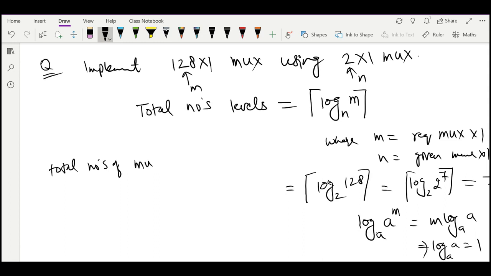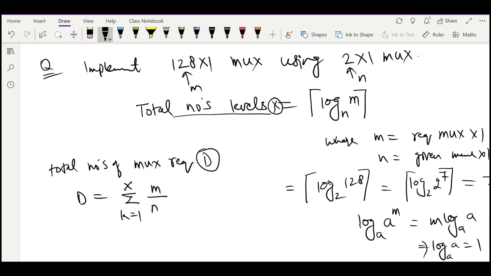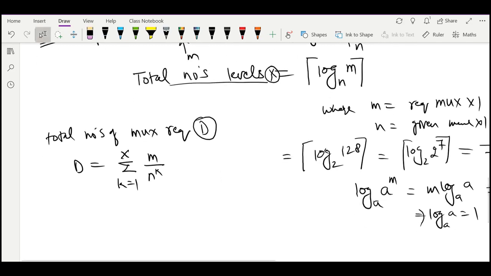number of mux required, let's say we call it d. So d is equal to summation of k equal to 1 to, let's say total number of levels are x, so we call it x. So here write down x, m divided by n to the power k. So for this particular question, let's solve it.